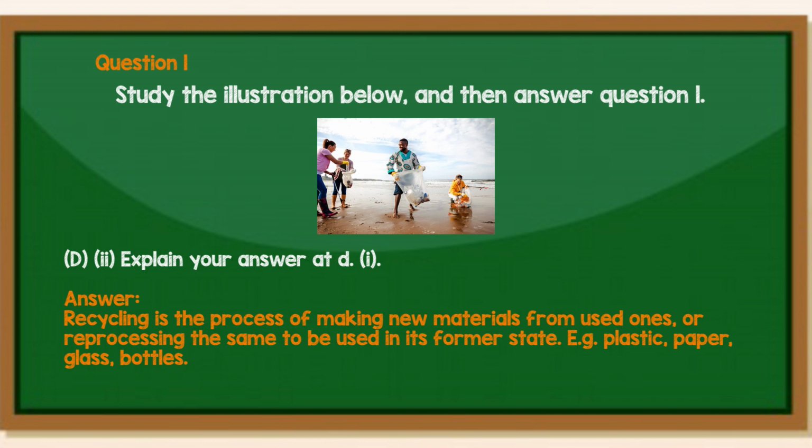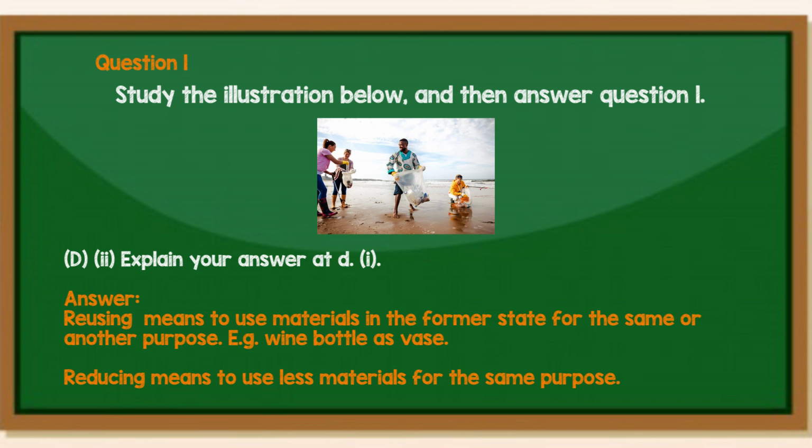So boys and girls, if you have written that one way pollution can be reduced is by recycling, then you have to explain what recycling means. Recycling is the process of making new materials from used ones. Or, recycling means to reprocess the same material which can be used in its former state. For example, plastic, paper, glass, or bottles.